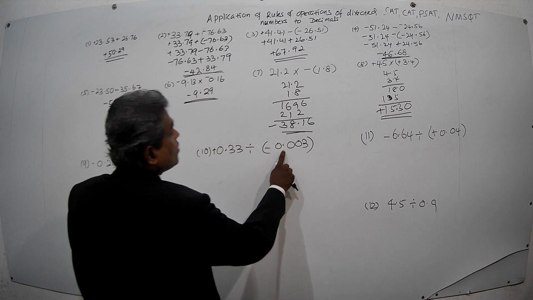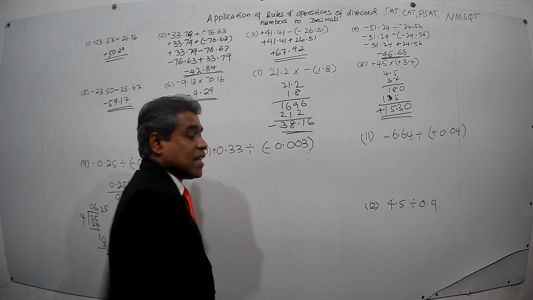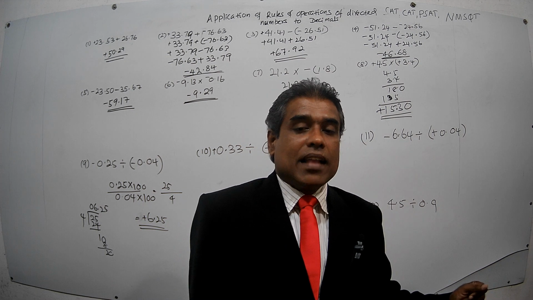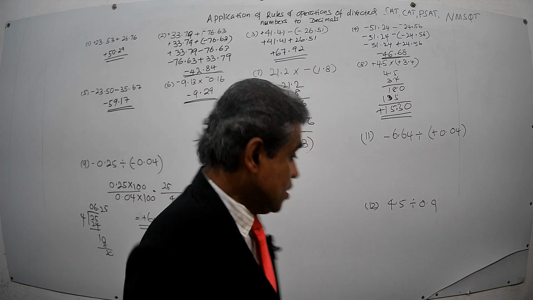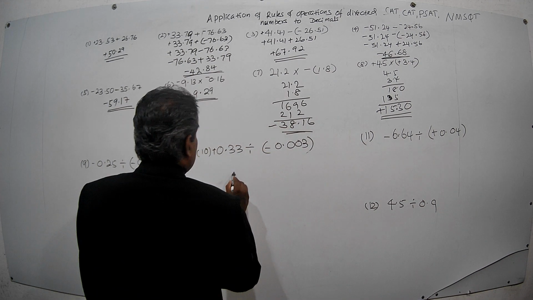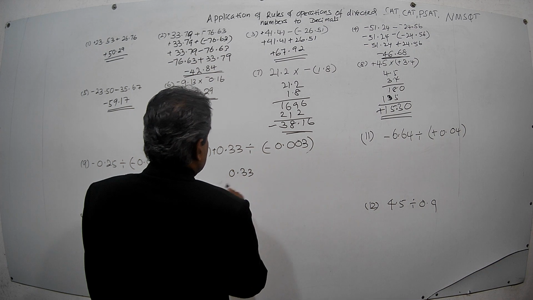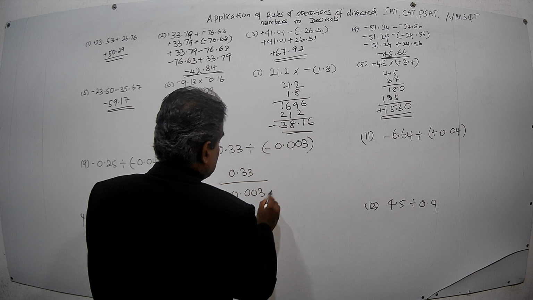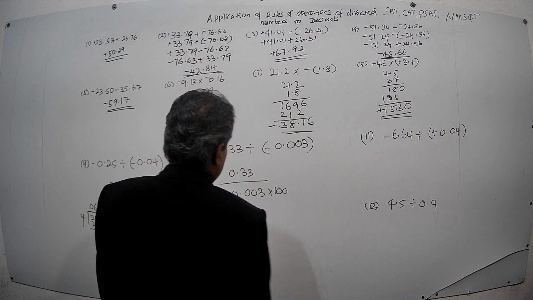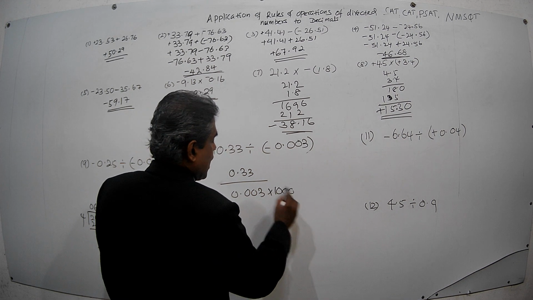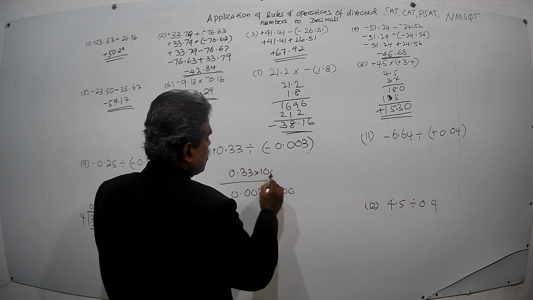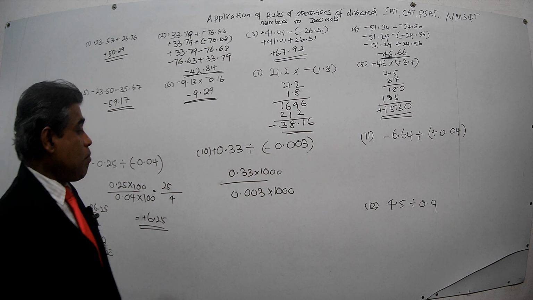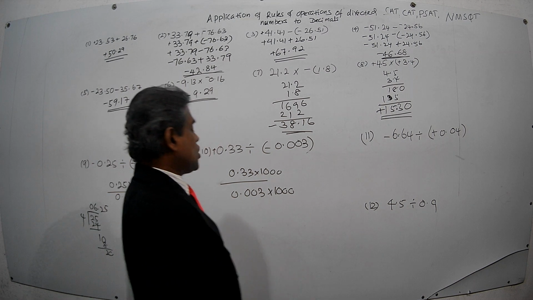Here, there are 3 decimal places. As there are 3 decimal places to be nullified, we have to multiply that by 1000. Right, then 0.33 divided by 0.003. Multiply this by 1000 to nullify these decimal places, and multiply that also by 1000 because the bottom has been multiplied by 1000. The top also should be multiplied by 1000 to maintain the same ratio, right?